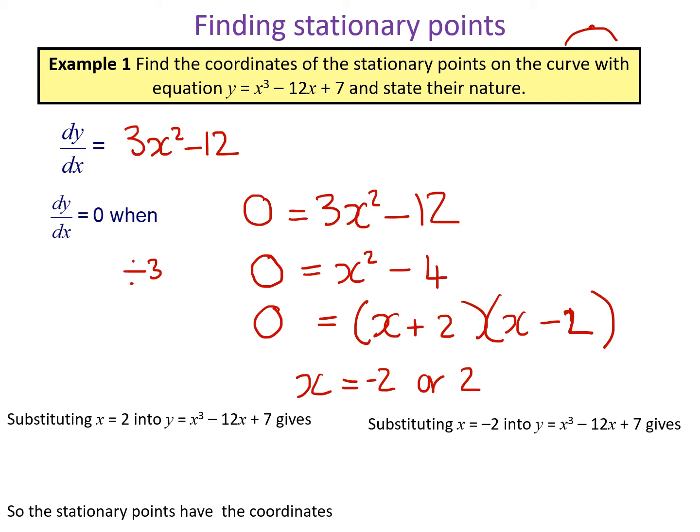So we've got two options. In other words, there's going to be two stationary points, one and another. So at x equals 2, we take them separately. At x equals 2, let's find out the y coordinate for that stationary point. Putting 2 into the equation, that's 2 to the power 3, minus 12 times 2, which is 24, and add 7. That's 8, take 24 with minus 16, add 7, which is minus 9.